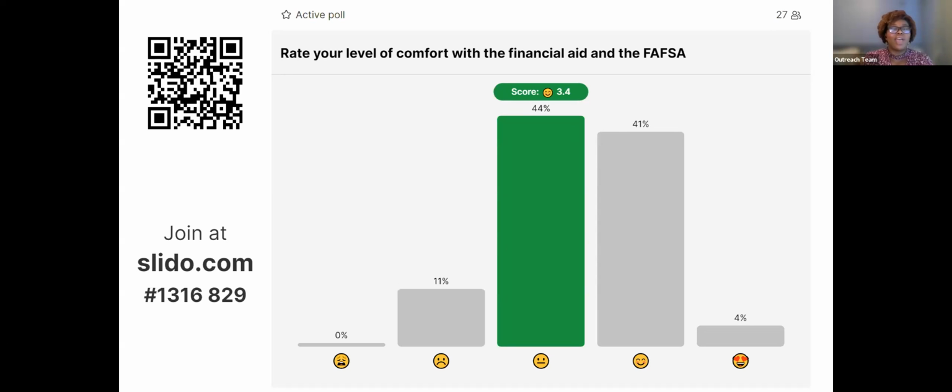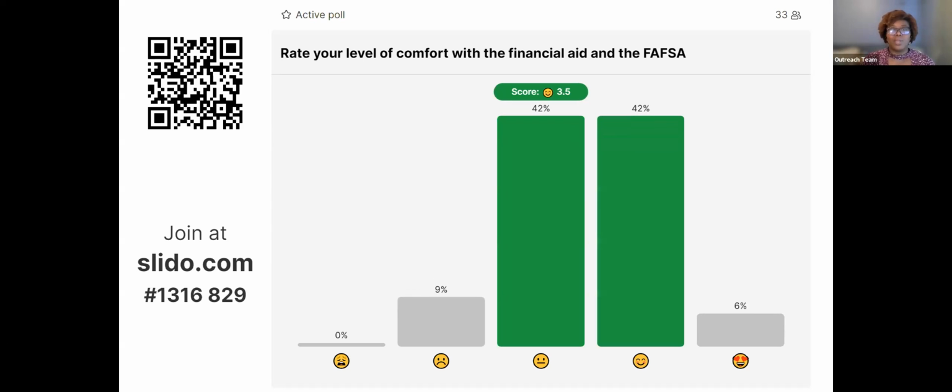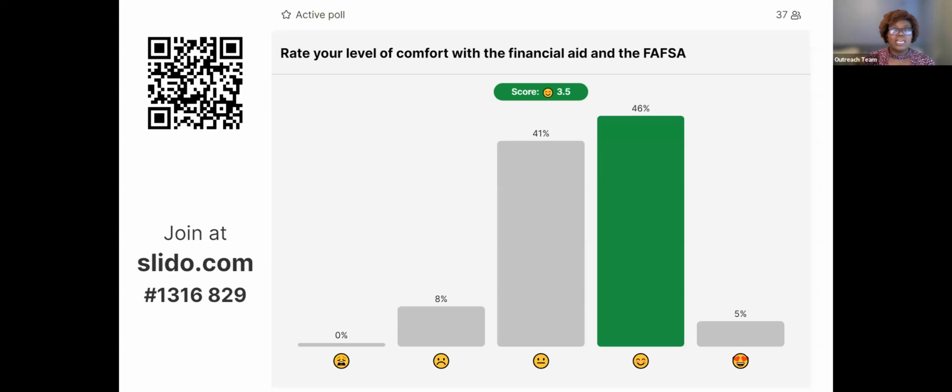Interesting to see we don't have anybody all the way at the left end of the scale who's completely unfamiliar and knows nothing about the aid process. It seems like most of you are somewhere in the middle. Maybe you know a little bit, could know more. We got some heart eye emojis. Based on the scores of those who submitted responses, most of you are somewhere in the middle. So I'm hoping this will either boost the knowledge you already have, or for those of you who are not comfortable at all, that you'll walk away feeling a little more comfortable and empowered to talk about the financial aid process.